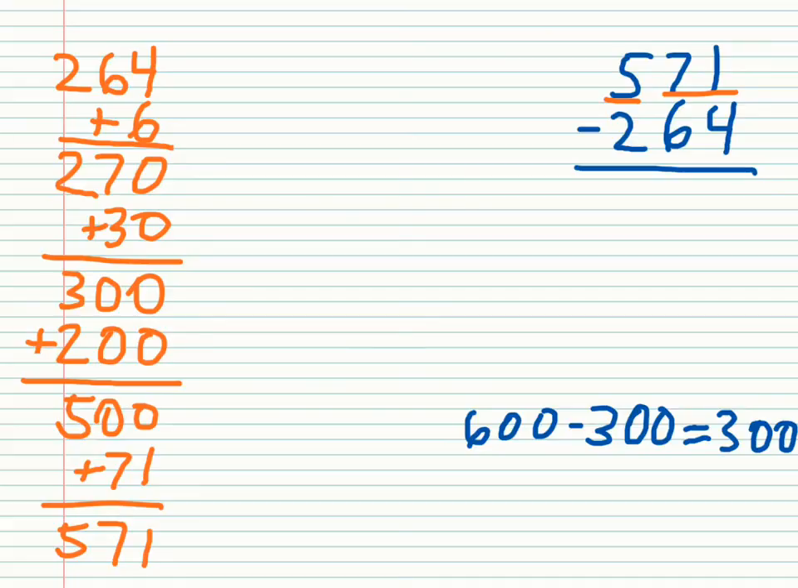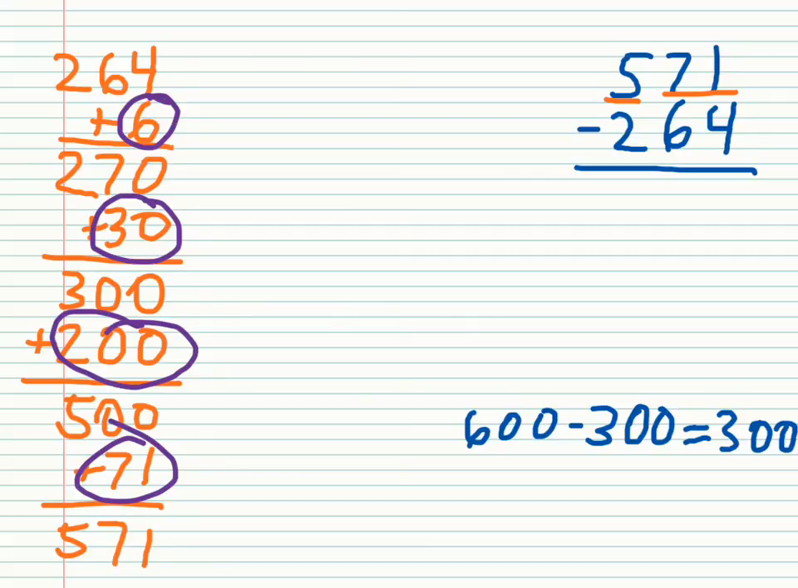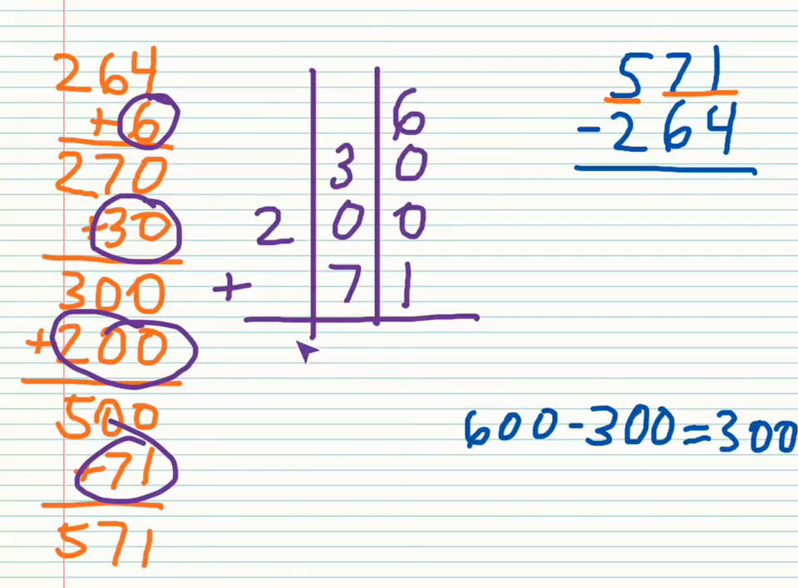Now, circle the numbers that I added and add those up. And be sure that you keep them nice and lined up with ones, tens, and hundreds, and then it should be easy to add those up. And the answer is going to be 307.